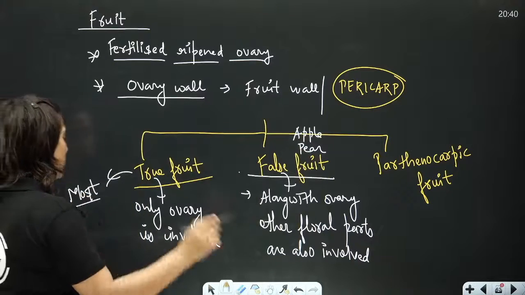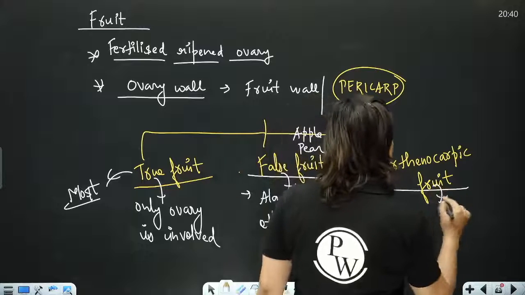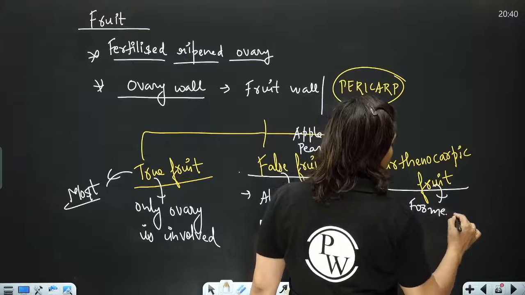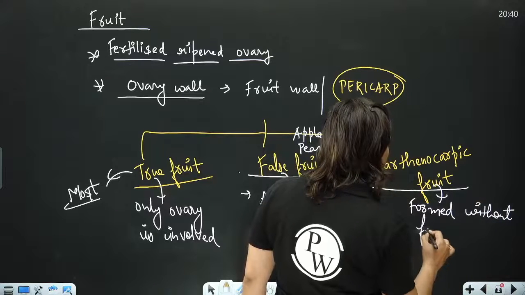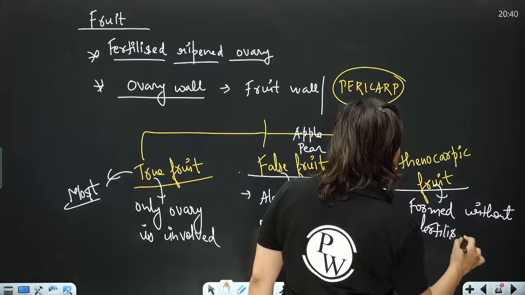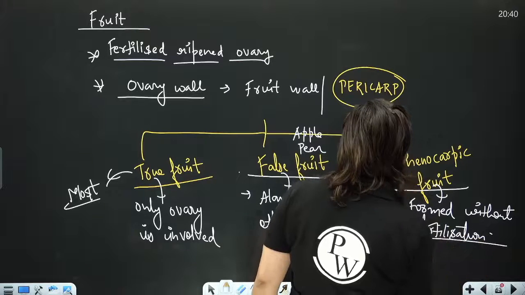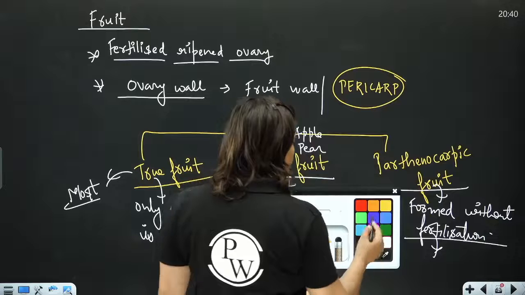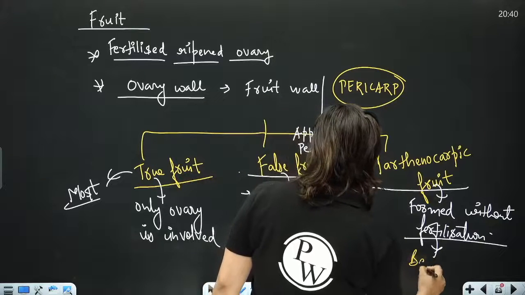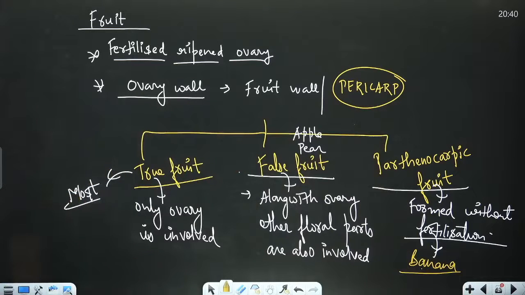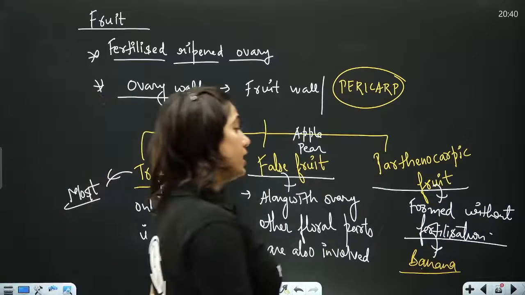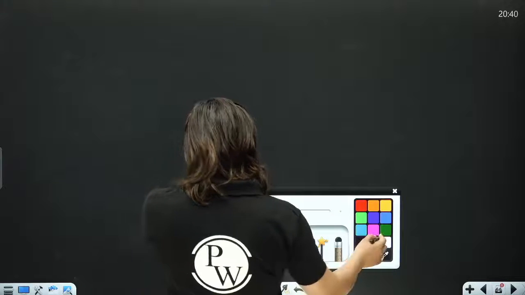And the parthenocarpic fruits are the fruits which are formed without fertilization. Right? This question is coming in NEET. Fruits which are formed without fertilization, and the example is banana. Okay, so these are all the structures which are formed after fertilization. Now the last topic of the chapter, and that is apomixis.